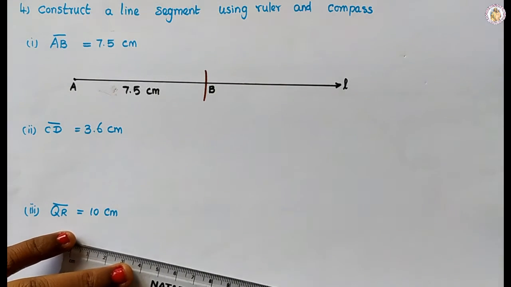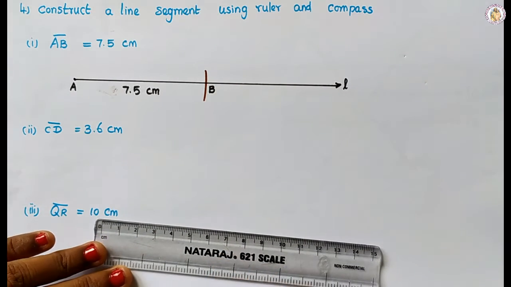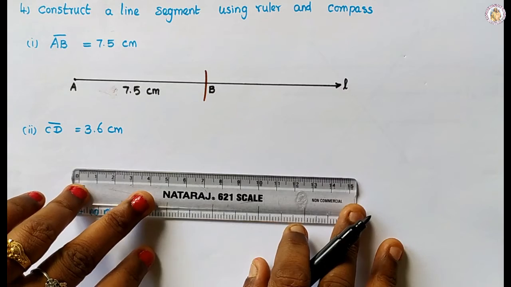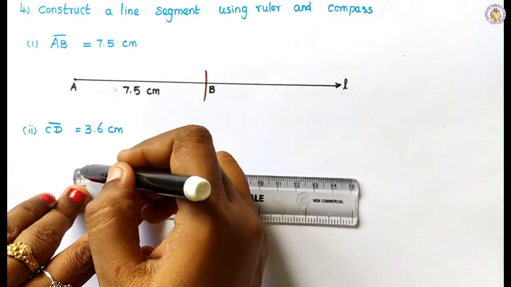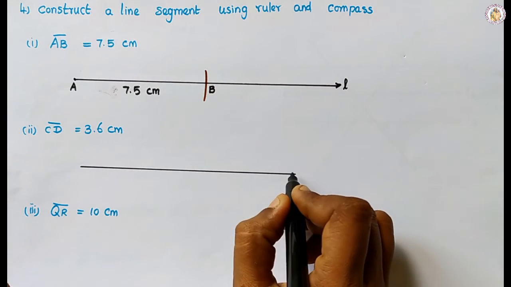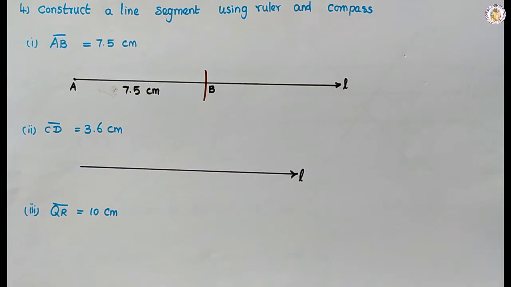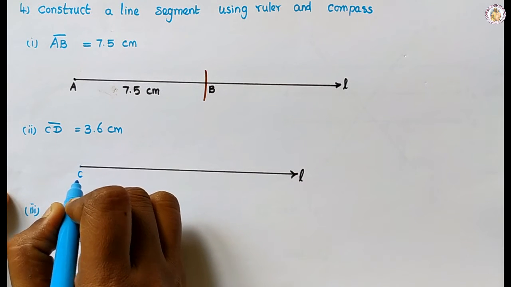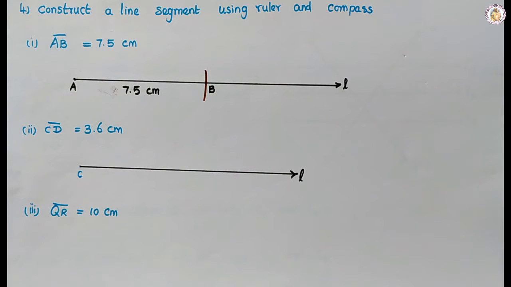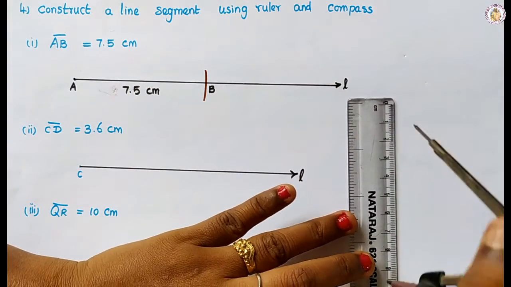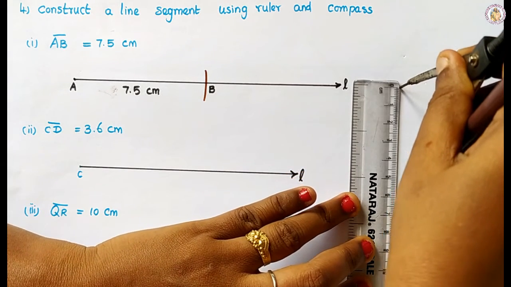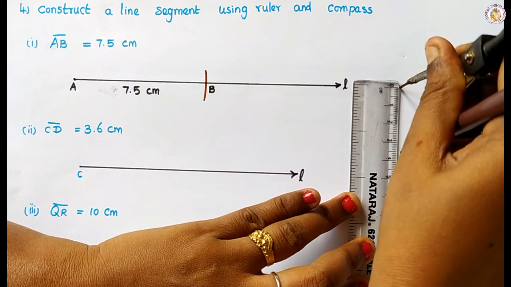Second one, CD equal to 3.6 centimeter. Same procedure. Draw a line L with any centimeter, and let it be named as C at the starting point, and then what's the next step? Take your compass and measure 3.6 centimeter. From 0, measure 3.6 centimeter.